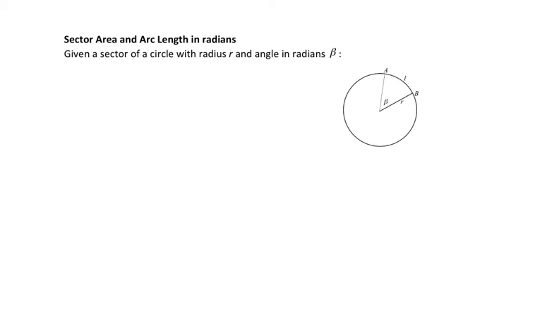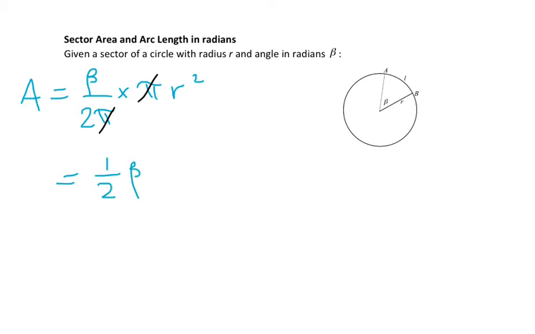Okay, so if I think about angle beta in radians, for area I'm going to have the same thing. Area is the fraction of the circle, so beta over 2 pi, I'm using 2 pi instead of 360 because now we're talking in radians, times pi r squared. Notice this is really nice in radians because the pi's cancel. So then the area is just a half beta r squared.